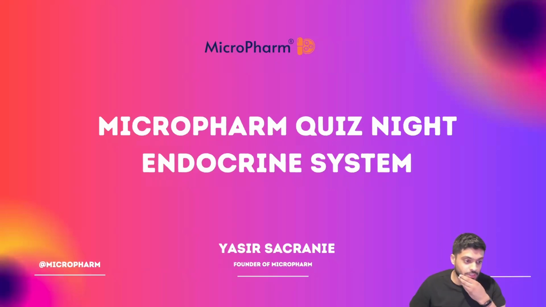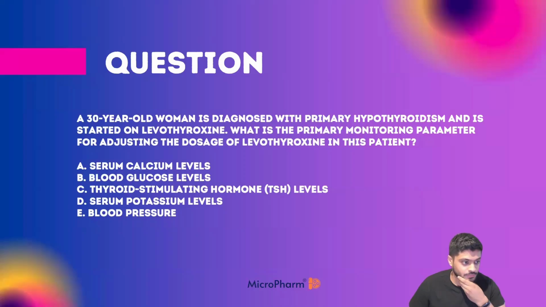So today we're going to be focusing on the endocrine system. The endocrine system is, of course, a high weighting therapeutic area for the GPhC registration assessment. And we're going to be focusing on 8 questions for the endocrine system. So this is the first question.